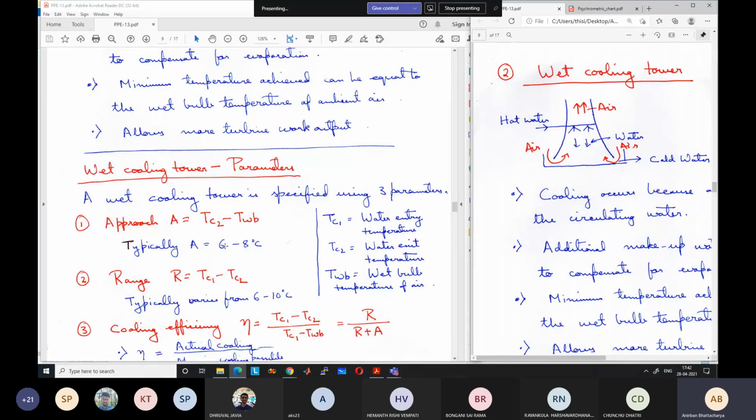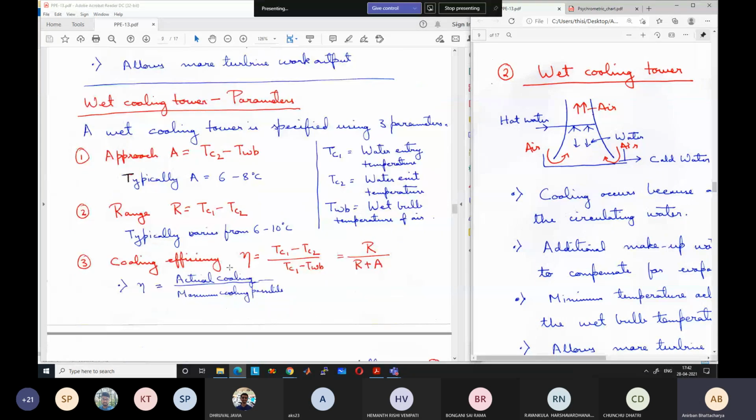So let us put some numbers. Say the water enters the cooling tower from the condenser at 30 degrees centigrade, is cooled down to 20 degrees centigrade and is sent back to the condenser at 20 degrees centigrade. And the wet bulb temperature for the atmospheric conditions there is 14 degrees centigrade. In that case, the approach will be 20 minus 14, so 6 degrees centigrade, and the range will be 30 minus 20, so 10 degrees centigrade.